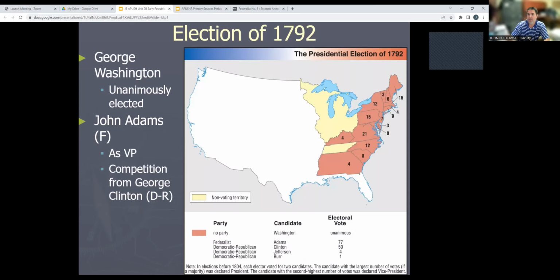And so they're going to put up some competition. Adams, you can see that, George Clinton, Republican, he's almost there. That's a considerable amount compared to the election of 1788. But no matter, we're consistent with the administration. George Washington's back in charge. John Adams is the vice president. But John Adams is going to lean more toward Federalist policy.